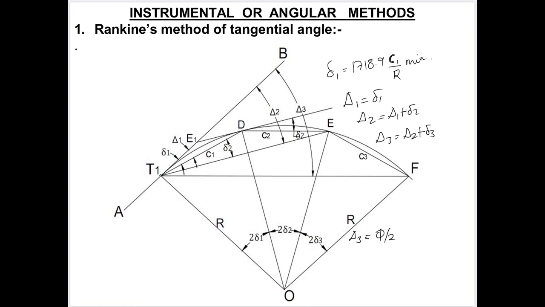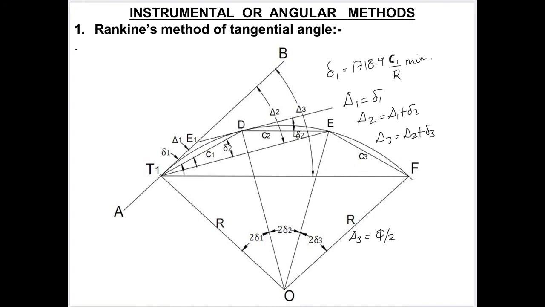Direct the telescope to the ranging rod at the point of intersection B and bisect it. So we have to bisect the ranging rod at B. Then release the vernier plate and set the vernier A to the first deflection angle, that is delta 1. As we have calculated, delta 1 is nothing but triangle 1. So we have to set triangle 1 on your horizontal scale from T1.